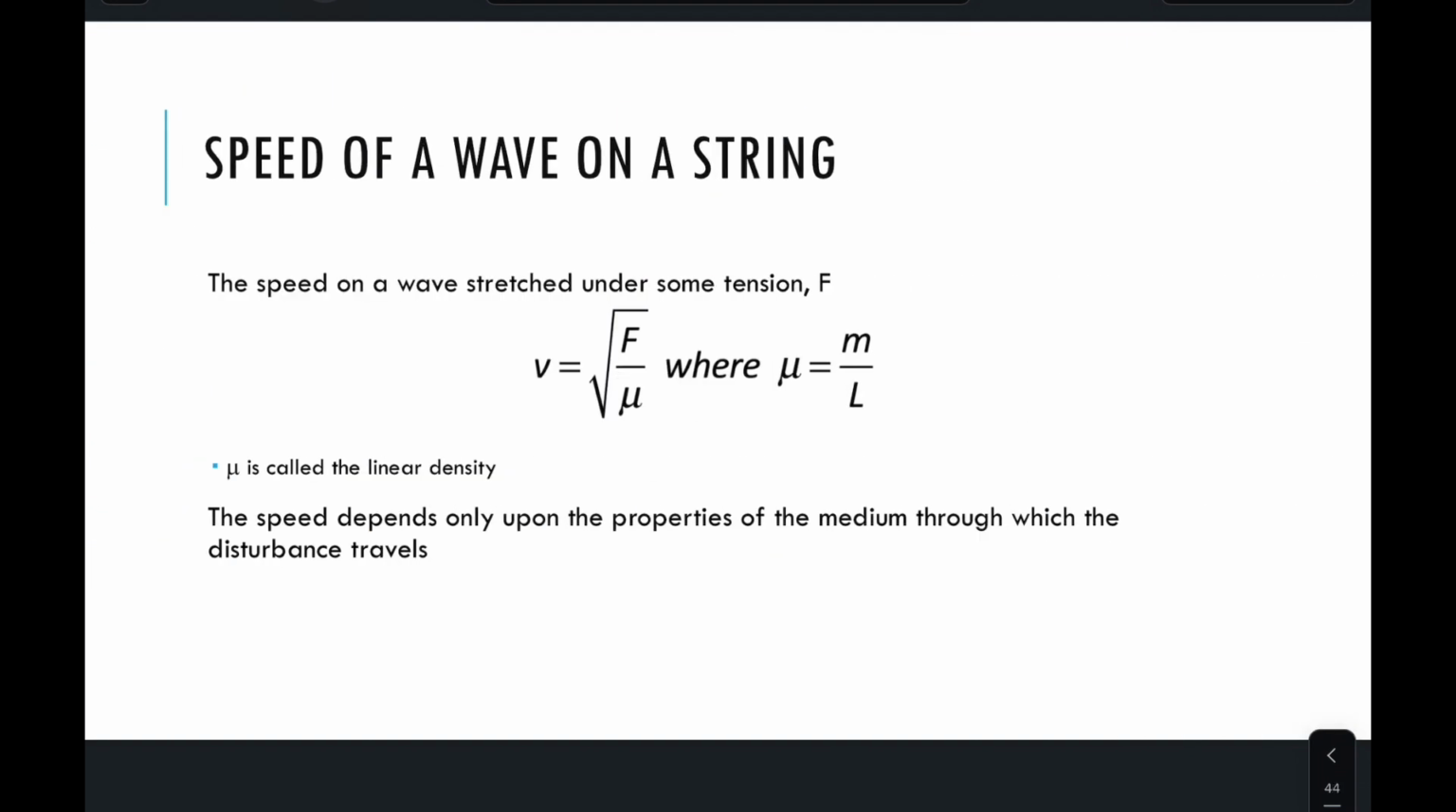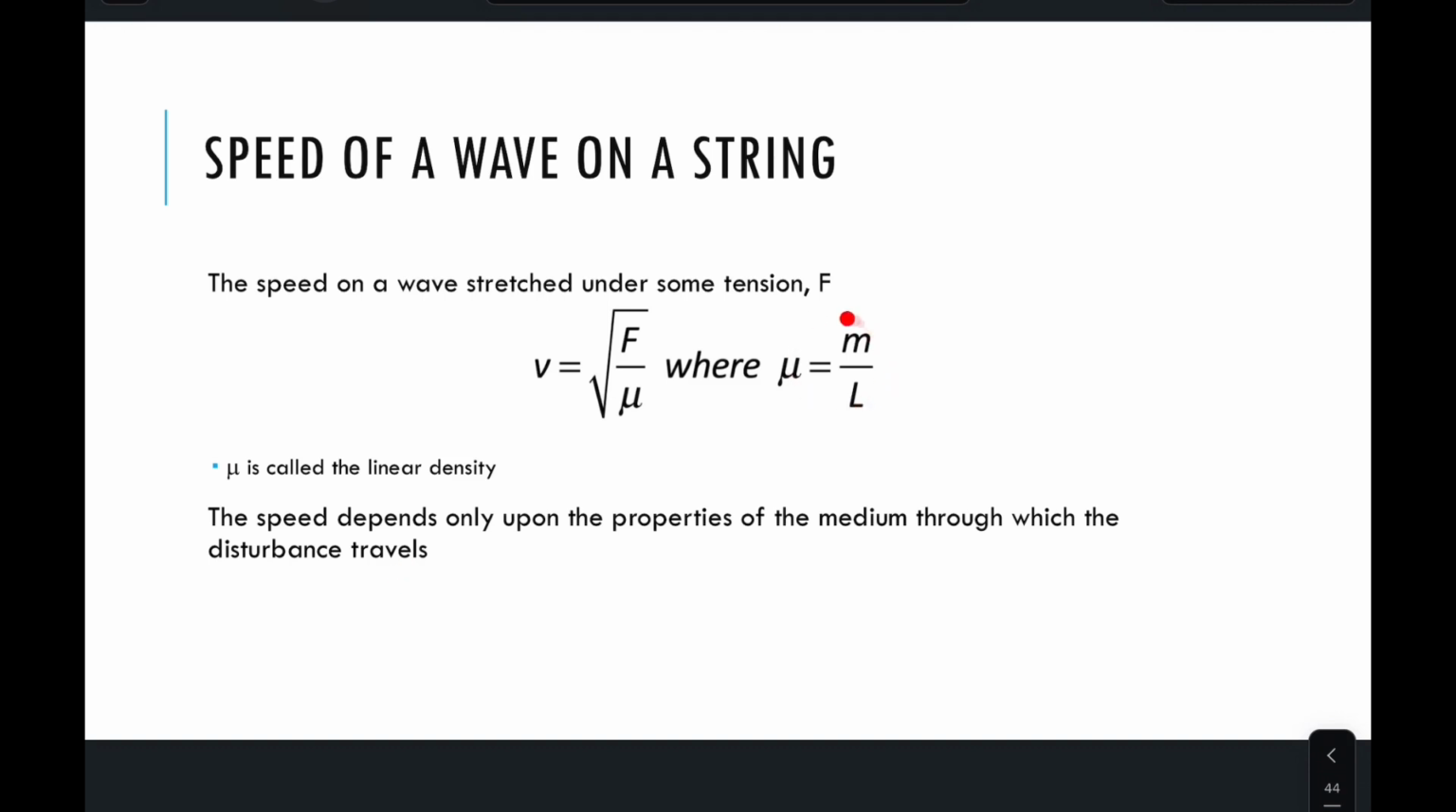Okay, proceed to the speed of a wave on a string specifically. The speed of a wave on a string stretched under some tension F is given as v equals square root of F over mu, where mu is the total mass of the string over the total length of the string. The mu is known as the linear mass density, or simply called linear density.